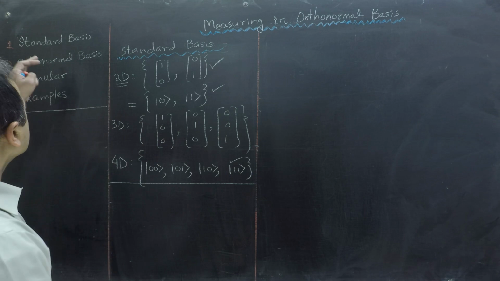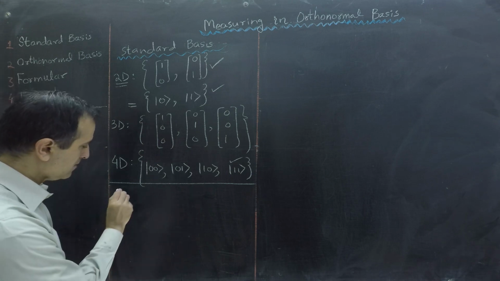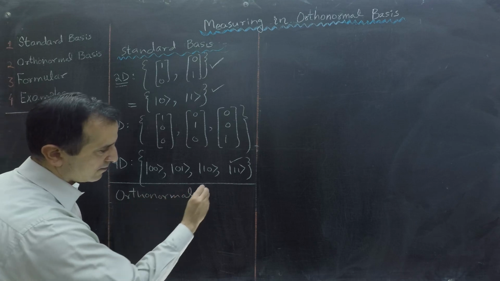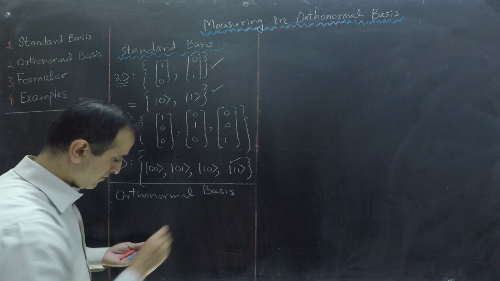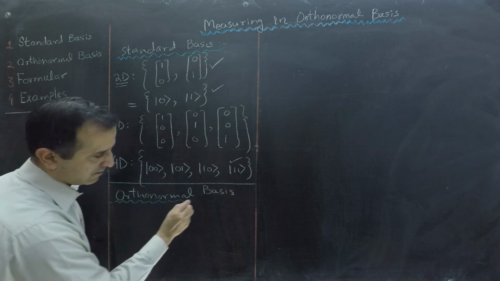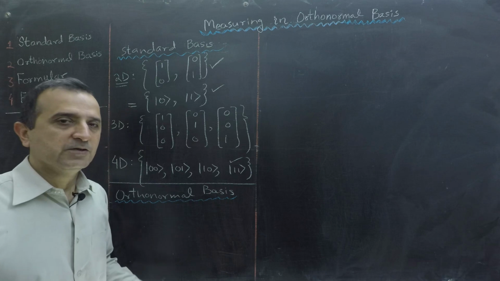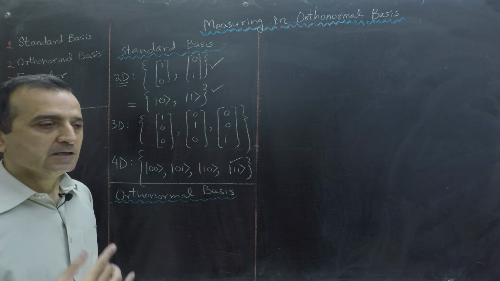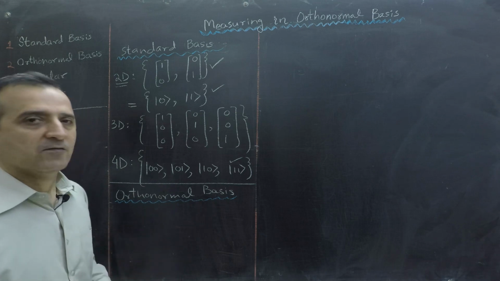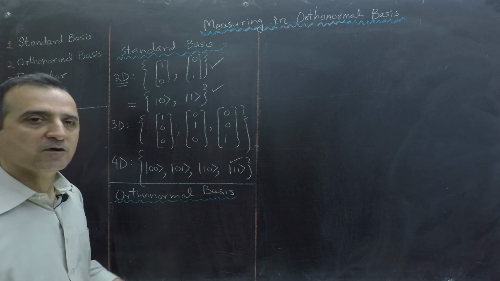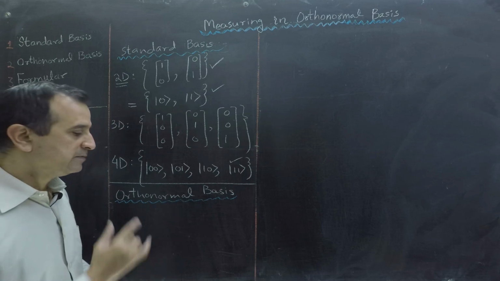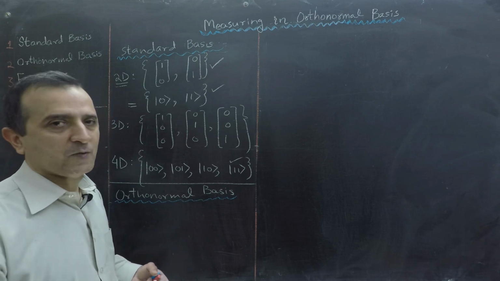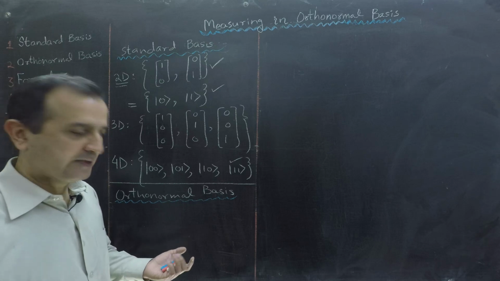Now what about the orthonormal basis? As you have guessed already, orthonormal is composed of two different words. One is orthogonal and the second is normalized. That means this basis must have orthogonal vectors which are also normalized. Let's learn what we mean by that.